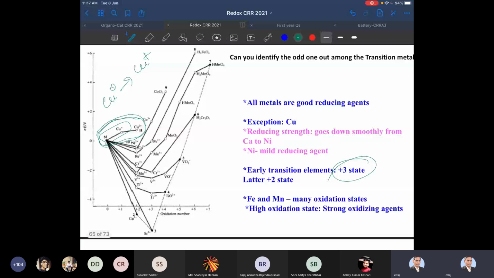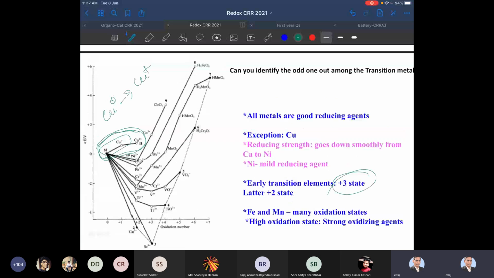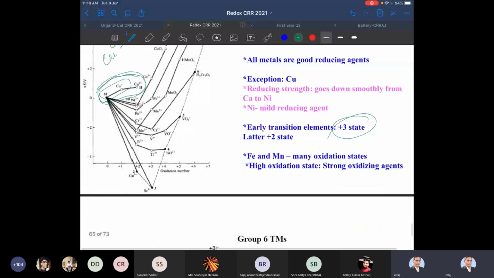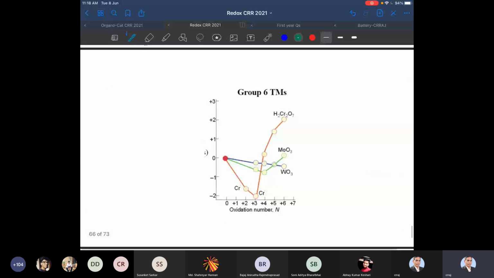There are species which are more powerful oxidizing agents than manganese. Here, this species, FeO4 2- or H2FeO4, is highly unstable. Those who study chemistry will explore this part. We'll come here.